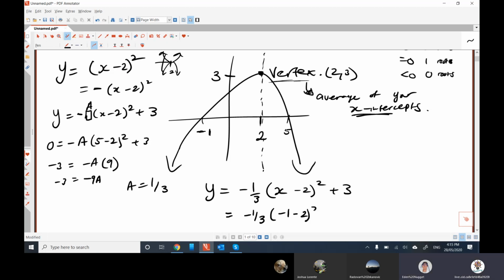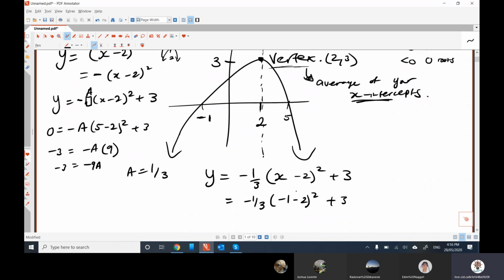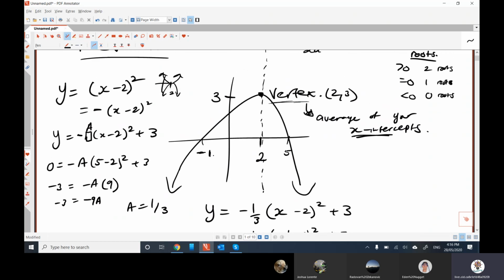Minus 1, minus 2 squared. What's negative 1, negative 2 squared? So negative 1 take away 2? Negative 3. Negative 3 all squared? 9. 9 divided by negative 3? Negative 3. Negative 3 plus 3? 0. It has to work. And that is the strategy for it. That's how you do it. It will work. You just pick 1 point.